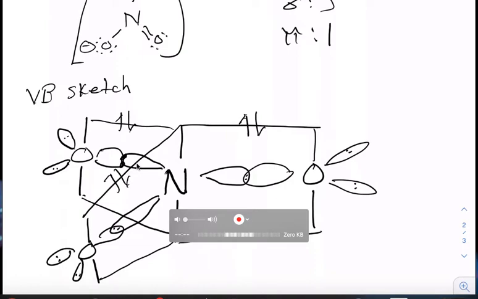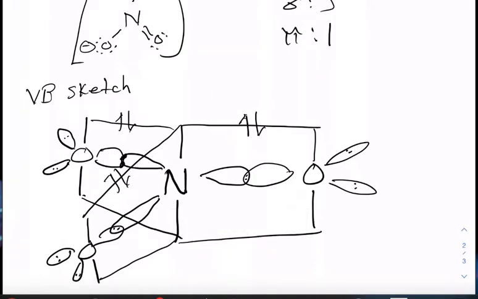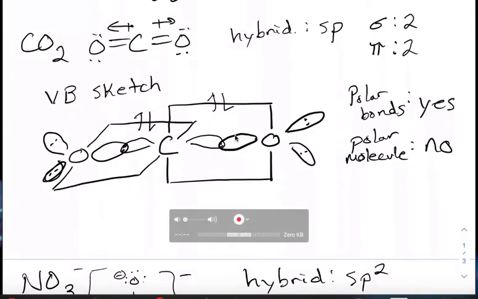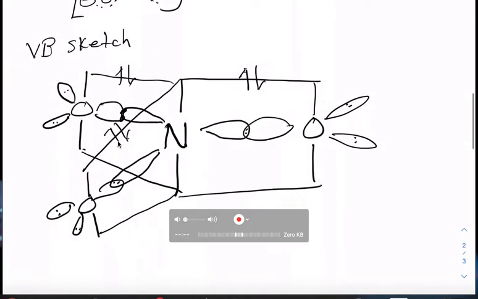I do want to scroll back up to compare this to the CO2 example we saw a second ago. Notice in CO2, we had two different pi bonds. So we had completely separate boxes that weren't attached to each other. But for nitrate, since we have that resonance, we actually have all of our boxes connecting to the same line on the central atom. And that's how you can tell the difference between resonance and just having multiple pi bonds on a central atom.